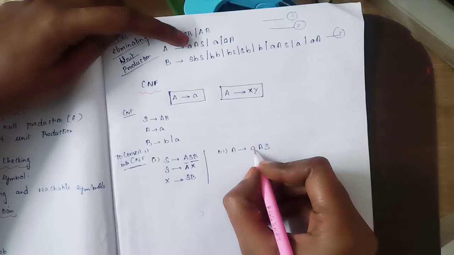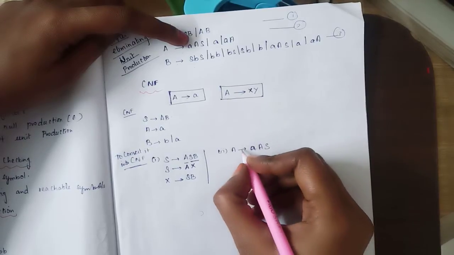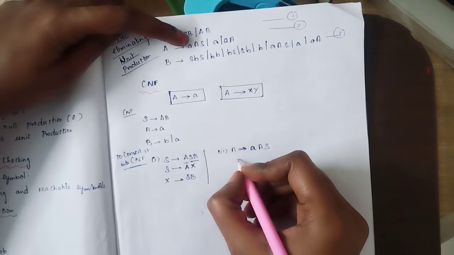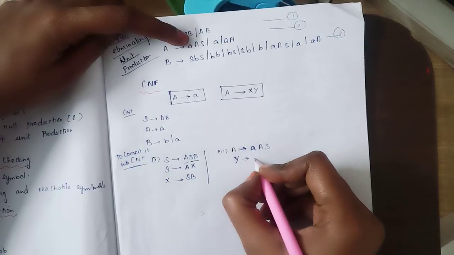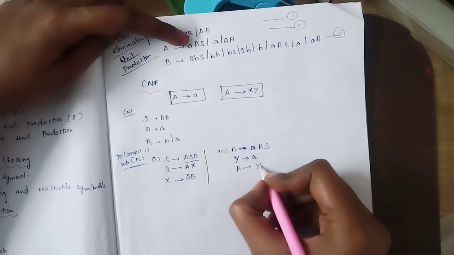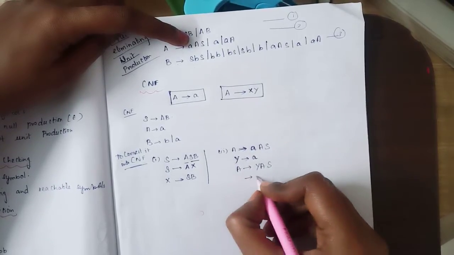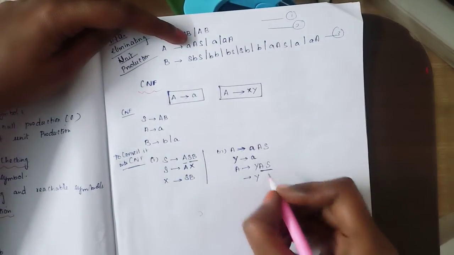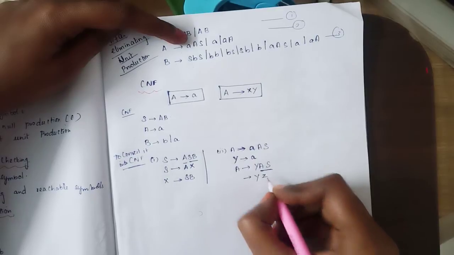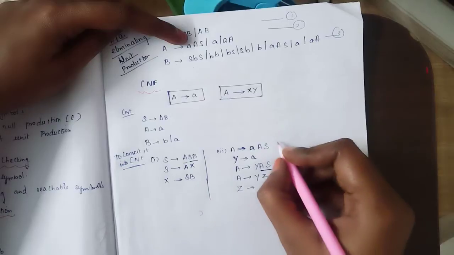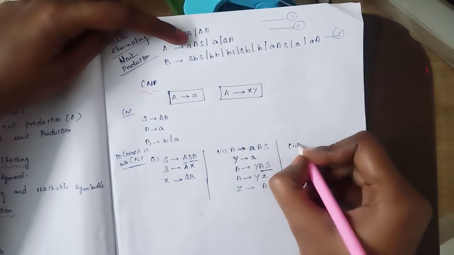So I am replacing this a by a capital symbol first, for example, say Y. So Y tends to a. After that you will have A tends to YAS. So here I take Y as it is, after that AS I'm just replacing by Z. So now Z will be AS. So this is the way I have to write it.